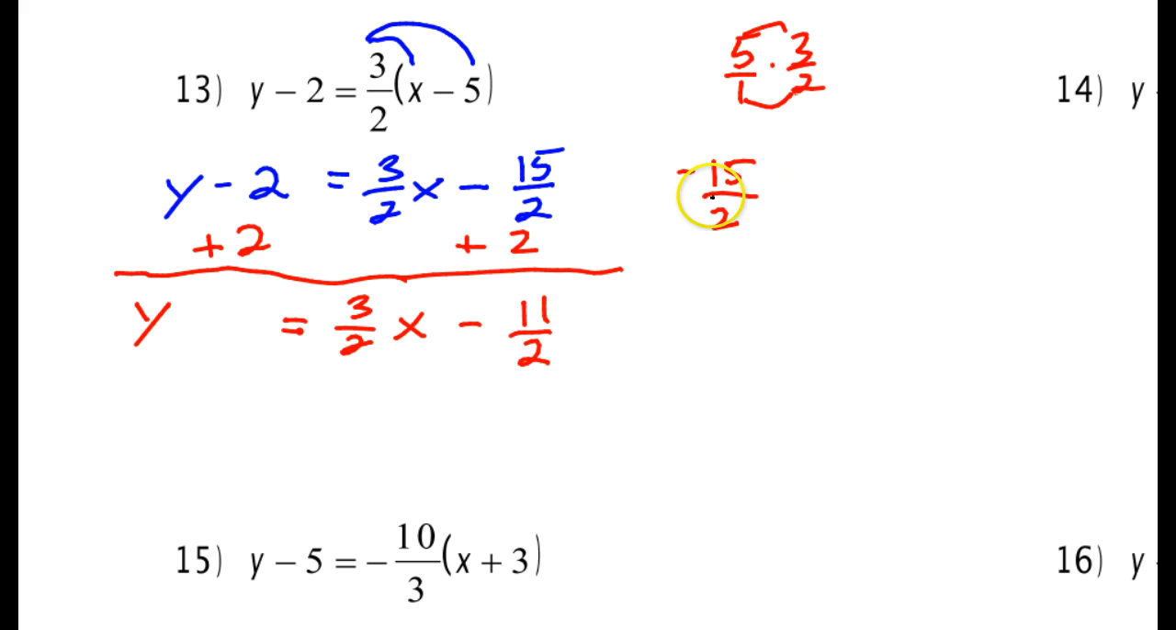And if you don't have a calculator, you might need to go here and do common denominators. 2 is the same as 4 over 2. Negative 15 plus 4 is negative 11. Okay. So fractions are okay as a y-intercept. We have them all the time as slope anyway, so it's just having them both places.